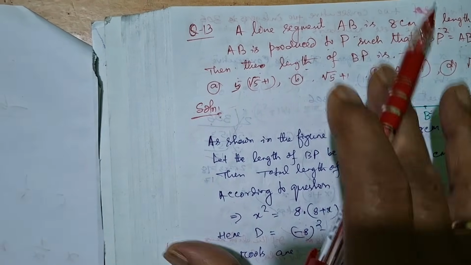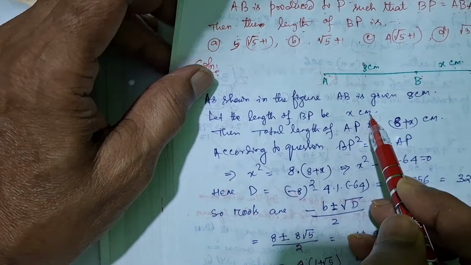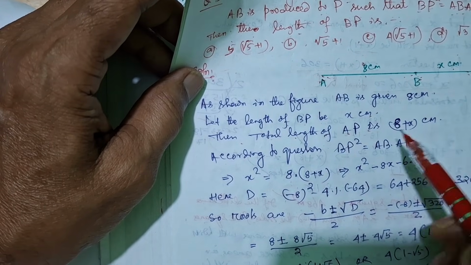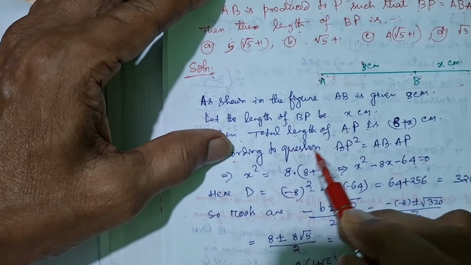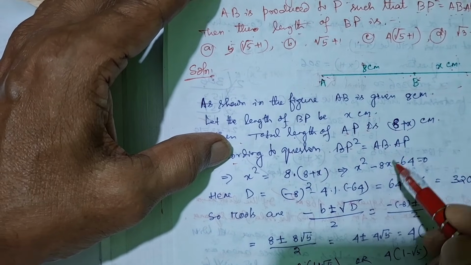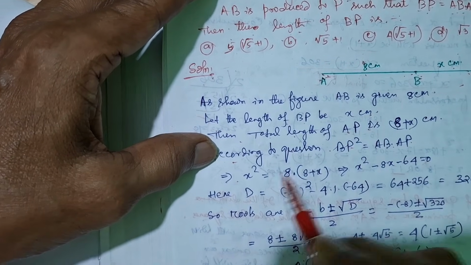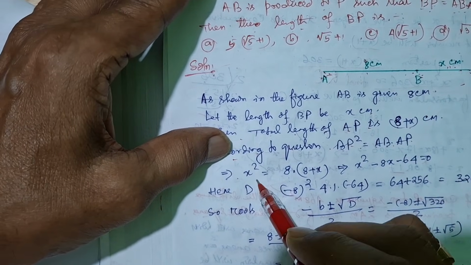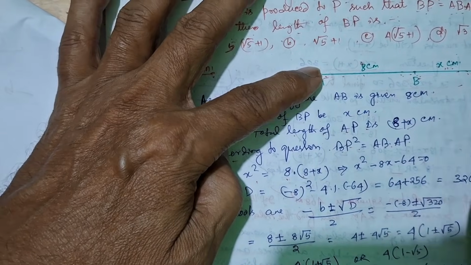So what is the given data? You just write here: let the length of BP be x cm. Then the total length of AP is AB plus BP, that is 8 plus x. According to the question, BP square is equal to AB into AP, so x square is equal to 8 into 8 plus x.